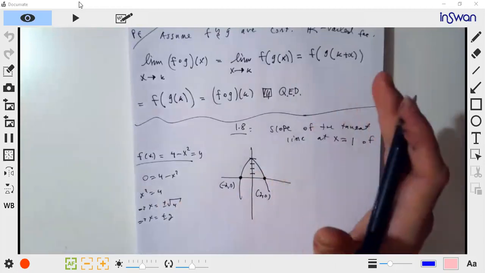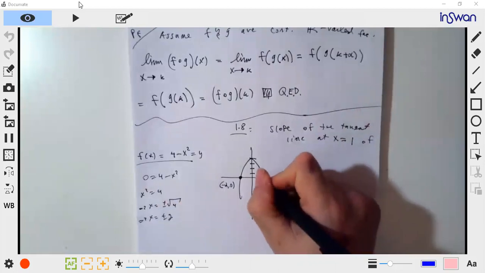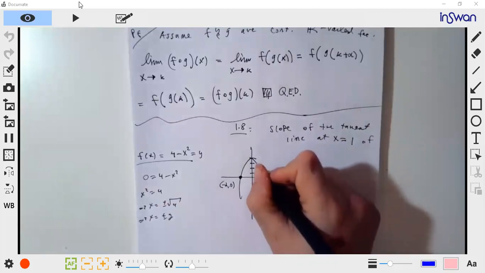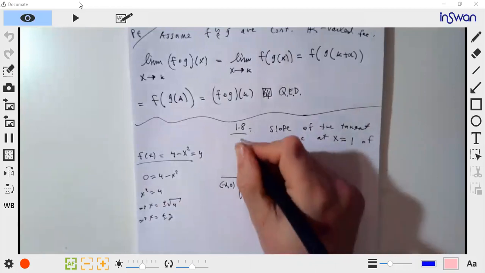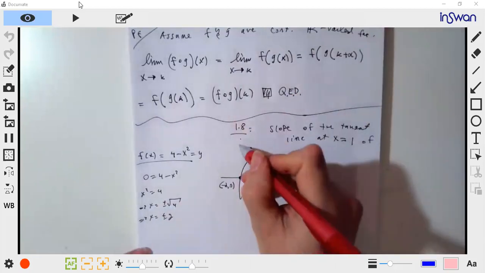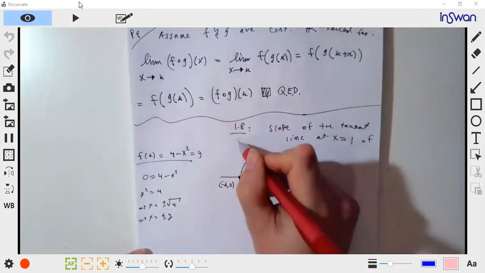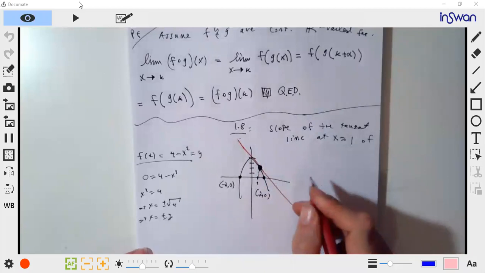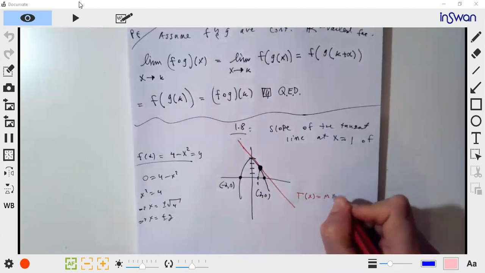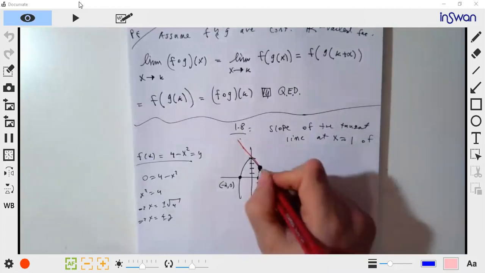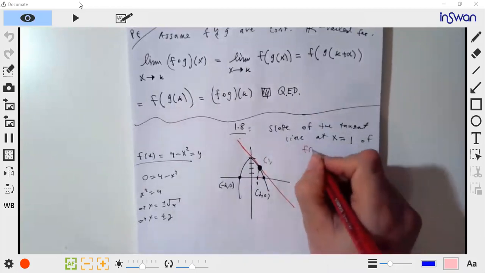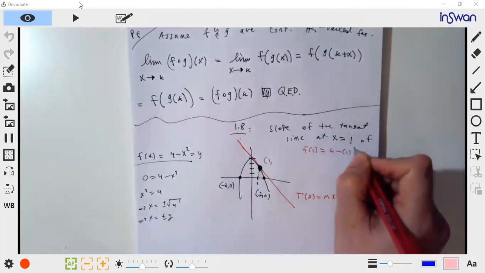All right. Now, we want to know that at x equals 1, what is the slope of the tangent line? Like so. And I'll draw the tangent line in red. Okay. I'll call this t of x, which is equal to some mx plus b. And this point is at 1 comma f of 1. Notice that f of 1 is plugging 1 into the function.